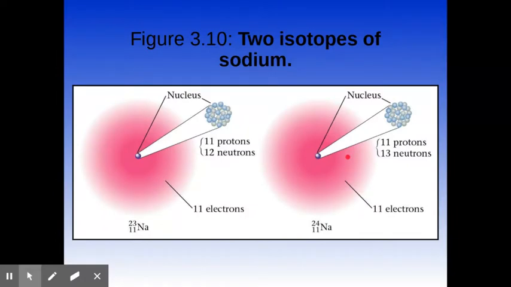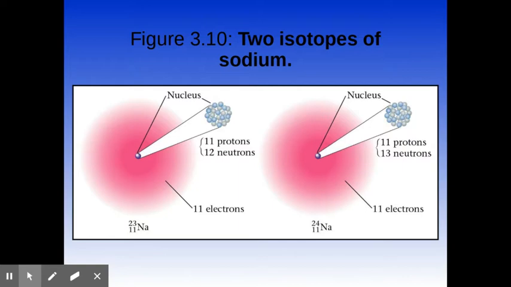So here's 2 types of sodium. There's sodium 23 on the left and sodium 24 on the right. Again, the only difference is the number of neutrons. Both of these are going to explode when you throw them in water, just like when we put the sodium in water in the lab. When you mix them with chloride, they're going to make sodium chloride salt.